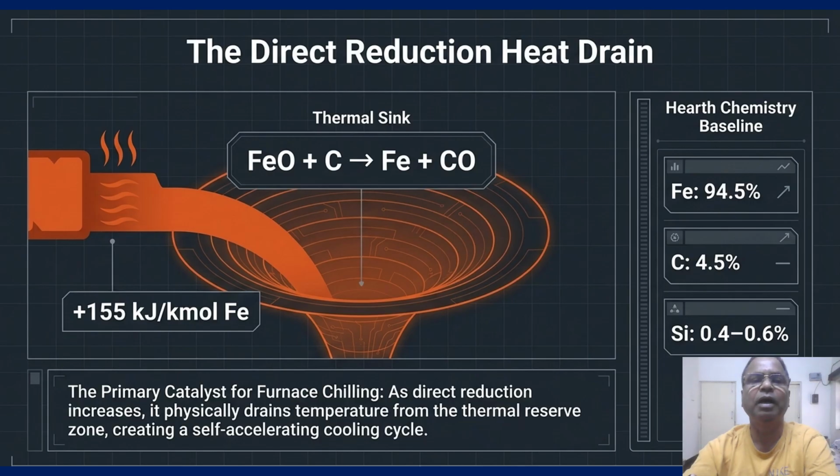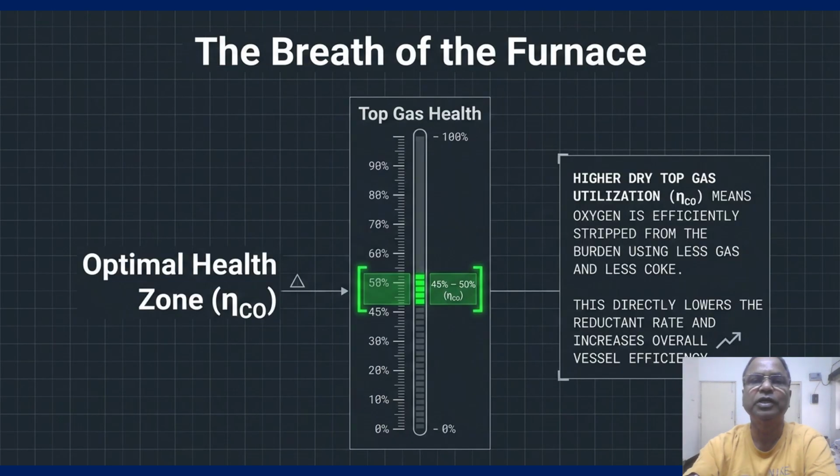So we measure the health of this gas-solid exchange through the breath of the furnace. To stop the heat drain, we must monitor the dry top gas utilization, or ATCO. The breath of the furnace is our next journey, towards which this vertical meter has already shown the breath of the furnace. The green optimal health zone for the ATCO is between 45 and 50%. So when your dry top gas utilization is in this range, it means oxygen is being efficiently stripped from the burden using less gas and less coke.